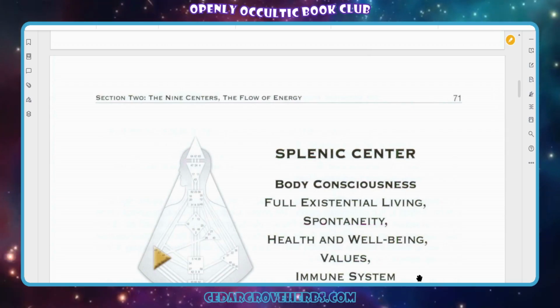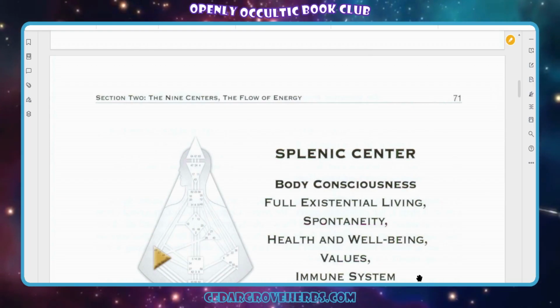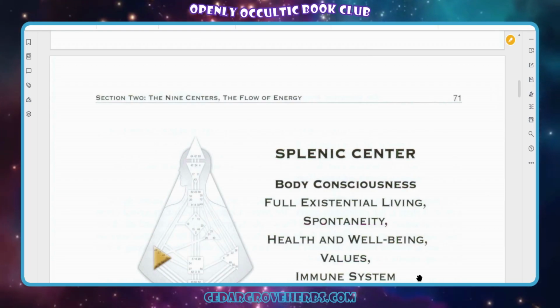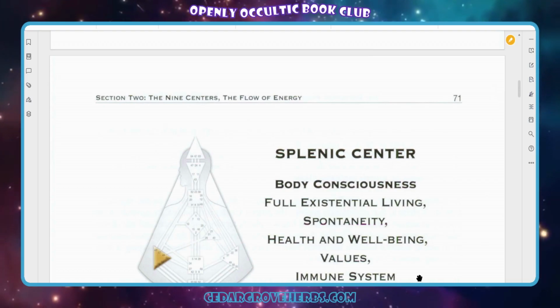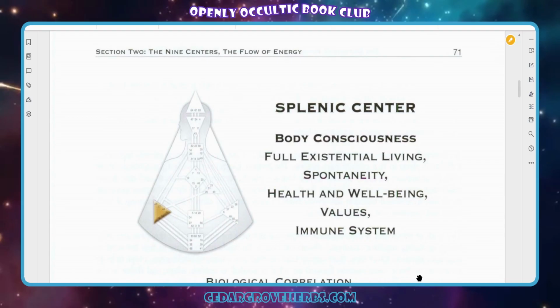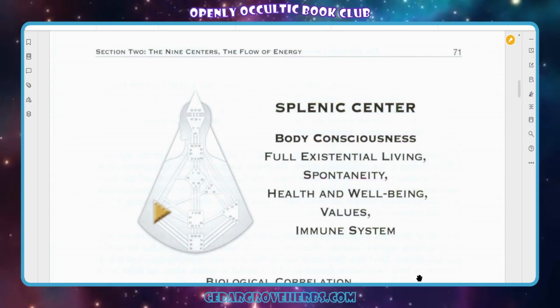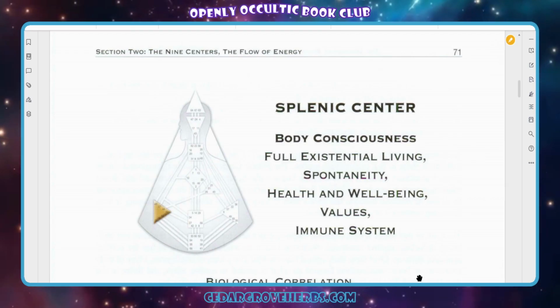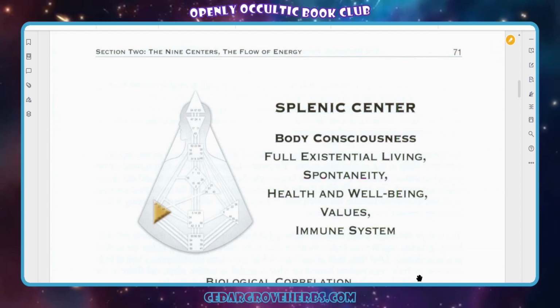So I like this book because it's discussing this flow of energy. And I like to know about how energy flows because then we're not fighting against the current, if you will. So let's move on. We're at the Splenic Center. There's 9 centers. We've covered 4 so far. The head, the throat, the root, and the ajna.